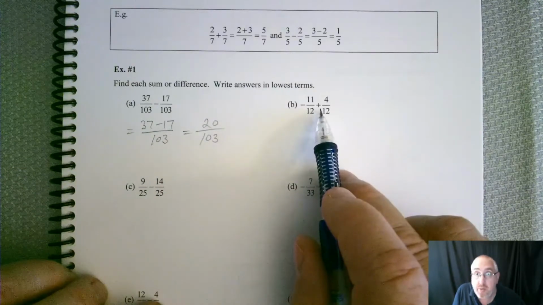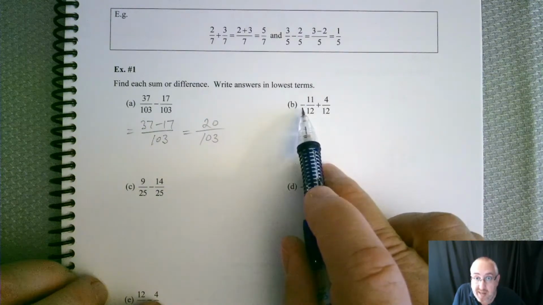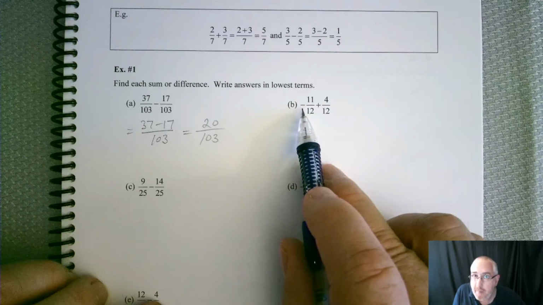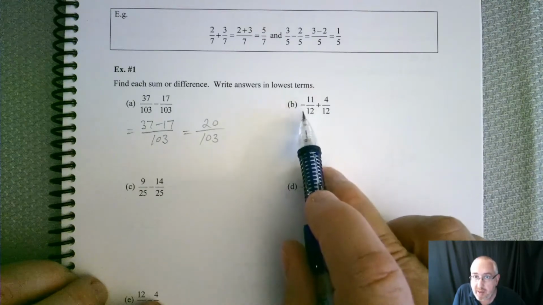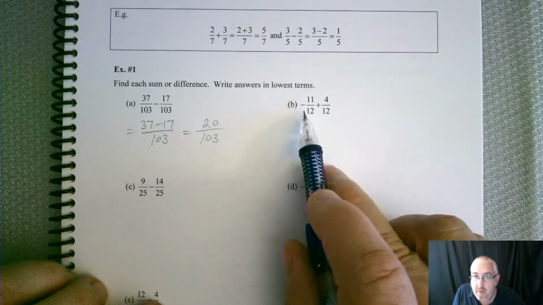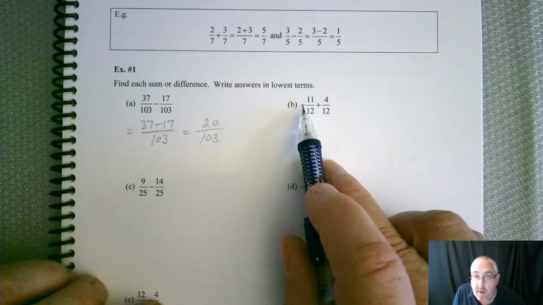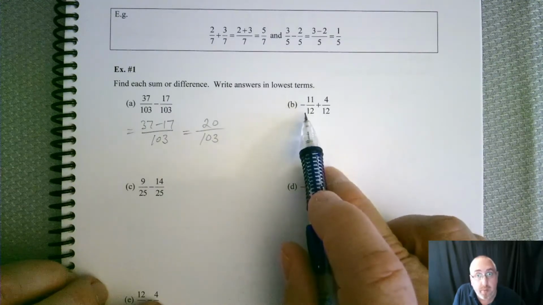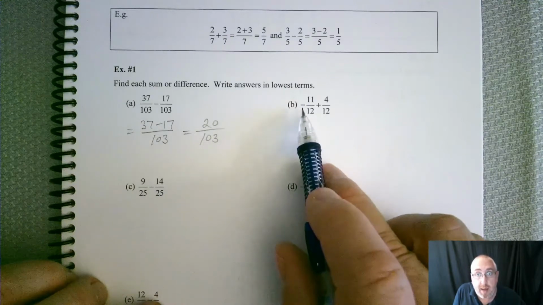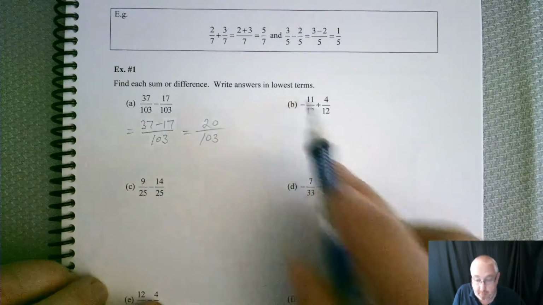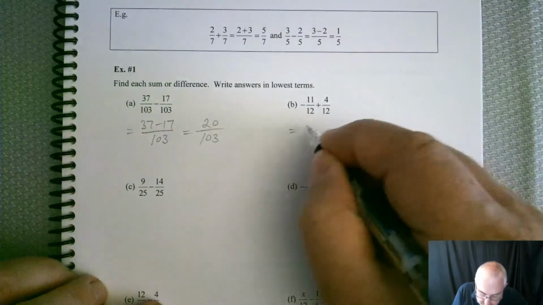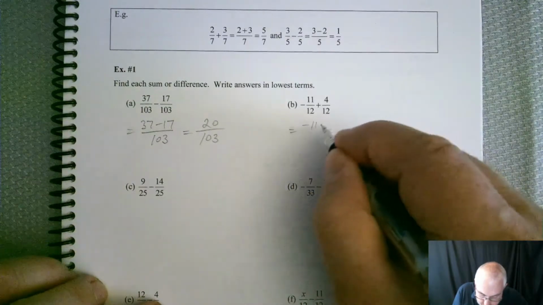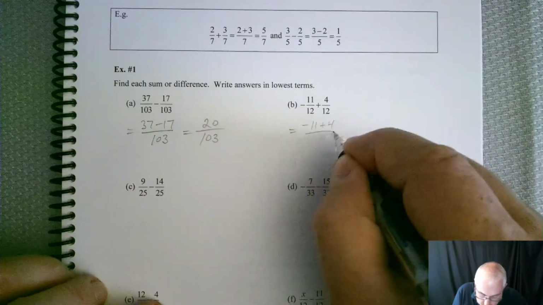So we're adding two fractions, but now this negative here, how do we take care of that? Well, it turns out, remember, you can put a negative anywhere in front of the fractions. You can put it in front of the fraction bar the way it is, you can put it up in the top, or you can put it in the bottom. So I'm going to move it up to the top. And that way we can rewrite it like this. Negative 11 plus 4 all over 12.